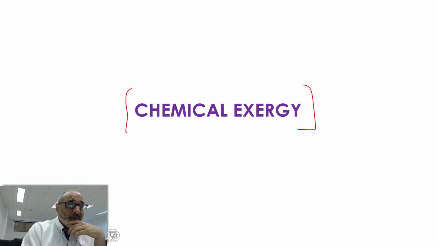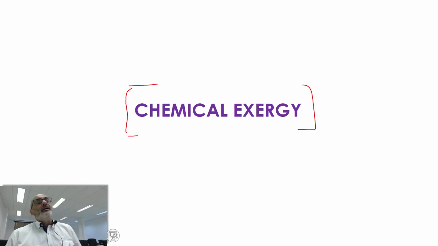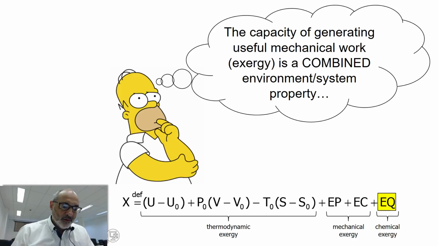Okay, so we have our variable which is capable of assessing how spontaneous a process is. Remember, we started talking about exergy, and we want to define a way of calculating the amount of exergy, the exergy content of a substance when chemical aspects are considered, okay? So let's move in this path.